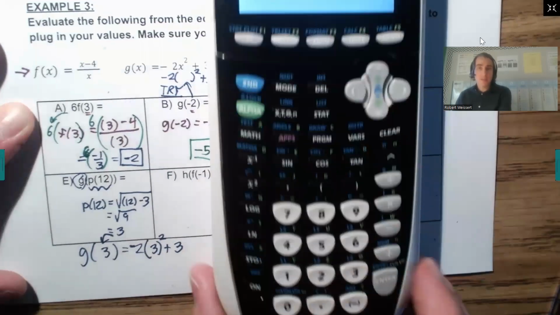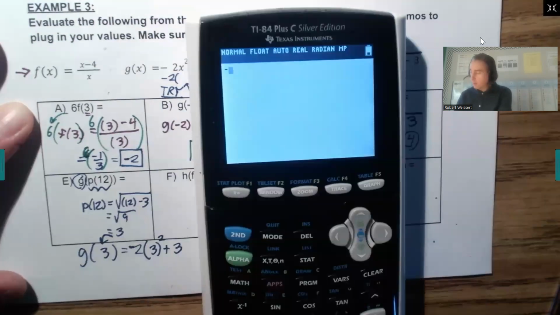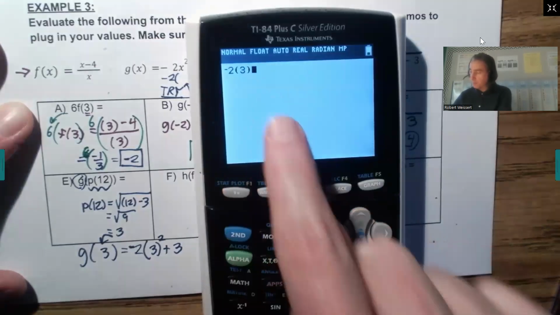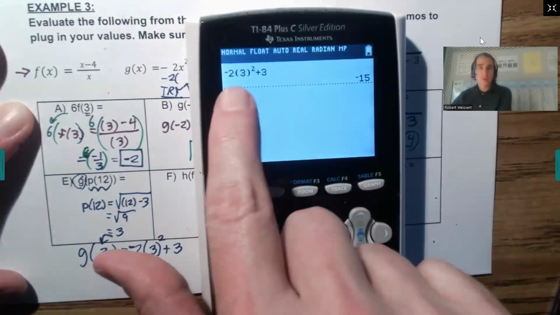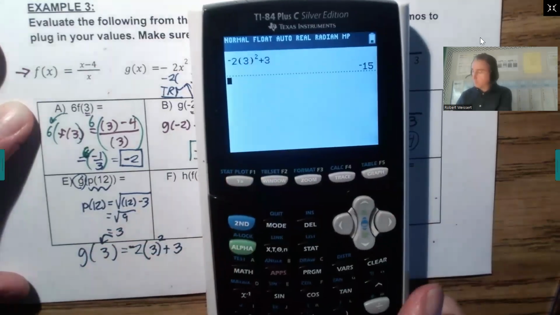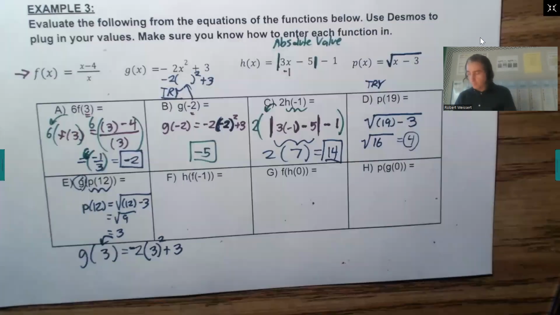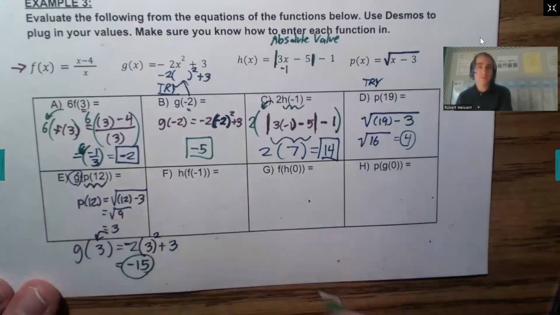You're going to hit the negative button that's down here. Don't hit the minus, hit the negative. And then no parentheses on that, 2, then parentheses, 3, close parentheses, hit the x squared button, and then do plus 3. Negative 2 times 3 squared plus 3. And that gets us negative 15. So your final answer is negative 15 for part E.